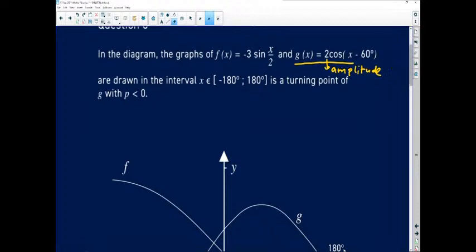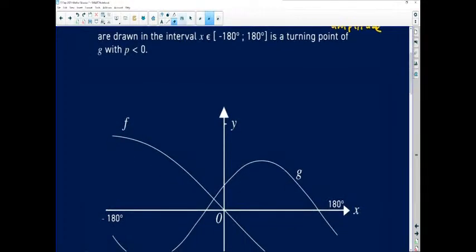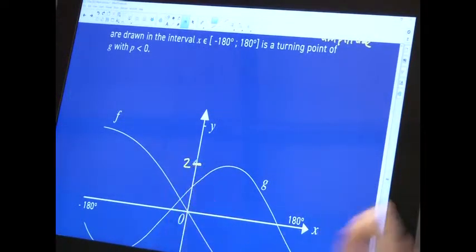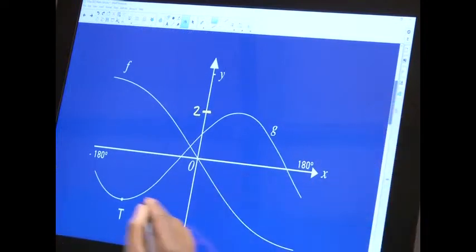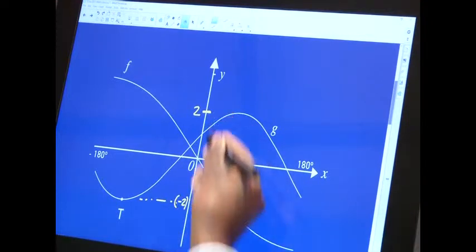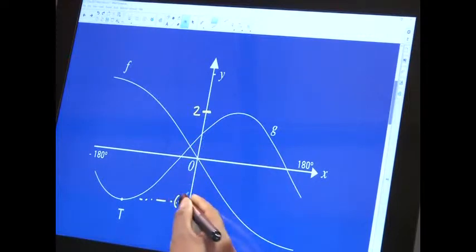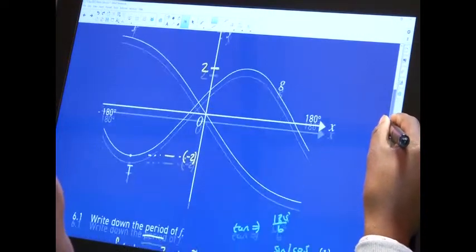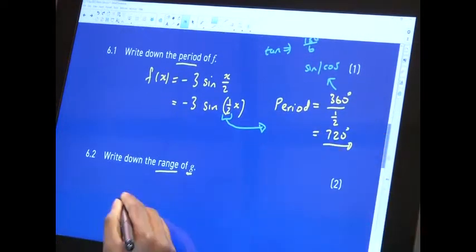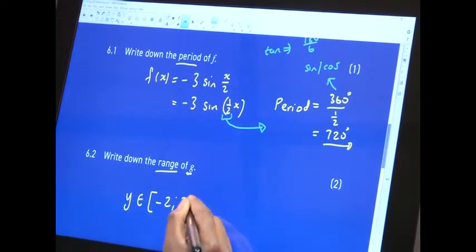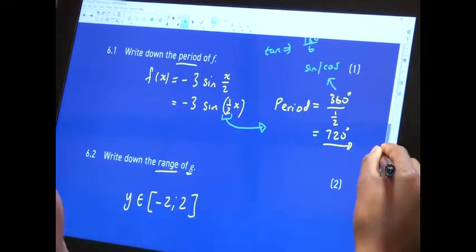So that means our graph is just playing between positive 2 and negative 2. It means the highest possible number is 2 and the lowest possible number that the graph can get to is negative 2. So that's going to be the range. It ranges between the y value of negative 2 and the y value of positive 2, because that's the graph of g that we are interested in. So how do you write that? You're going to say range: y is an element of the closed interval from negative 2 up to positive 2. It plays between negative 2 and positive 2.